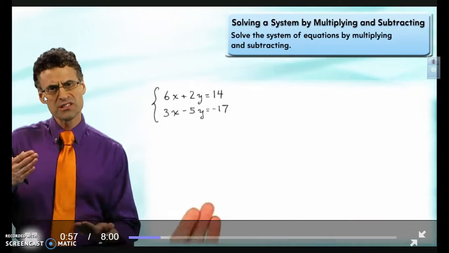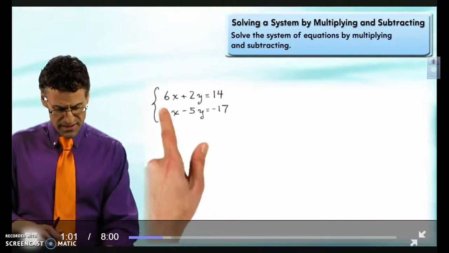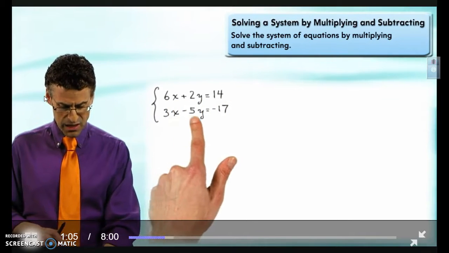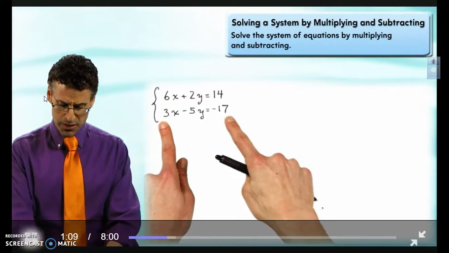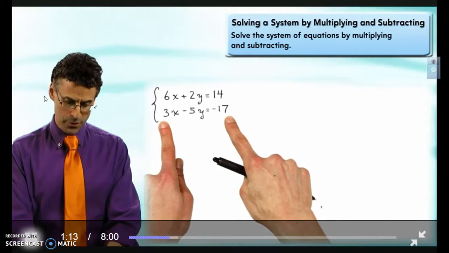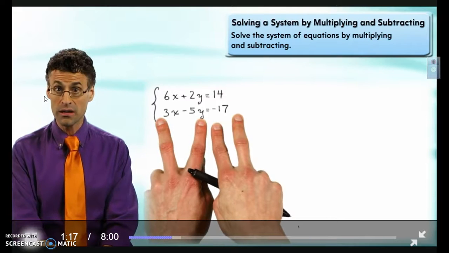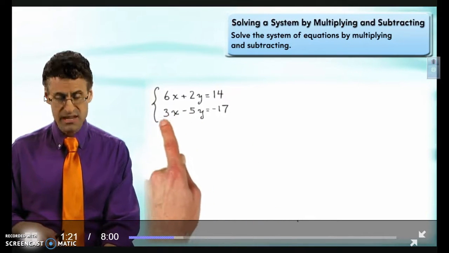Well, I look at this, and here's what I see. I can do something to one side and the same thing to the other side. It's not going to change an equality. Well, I see 6x and I see 3x. So check it out. If I were to multiply this second equation by 2 all the way through on this side and this side, it would still be an equality. But check it out. When I then multiply by 2, this would become a 6x.